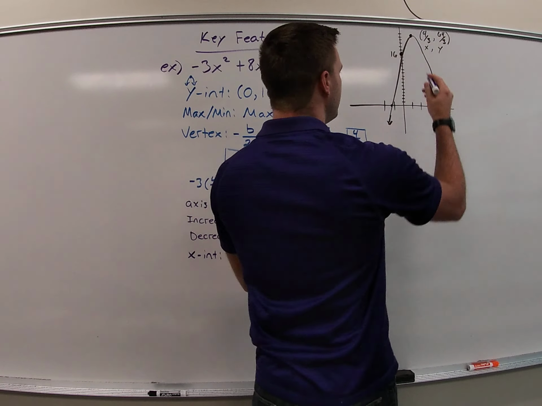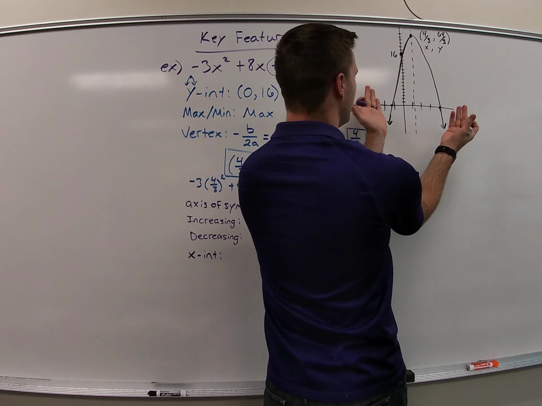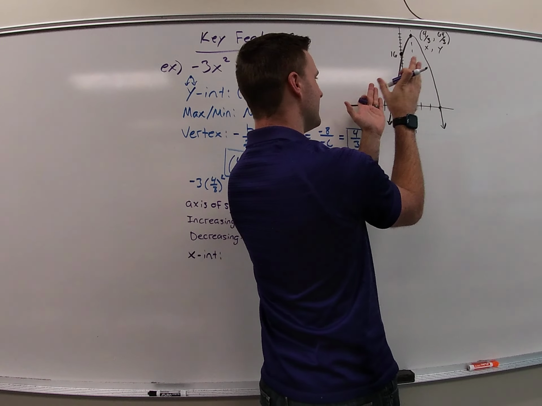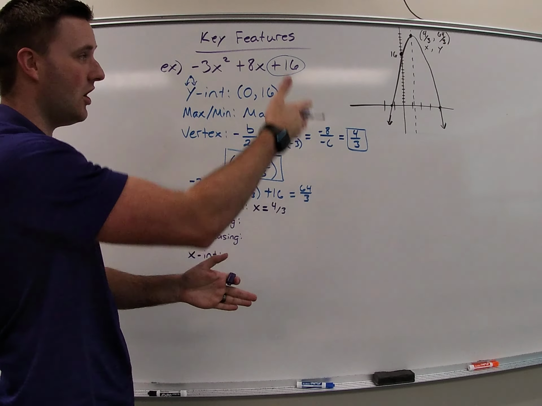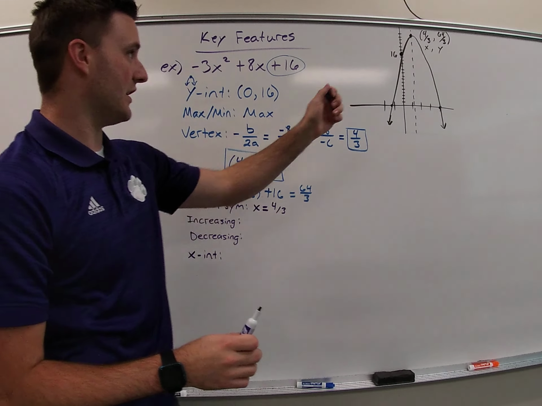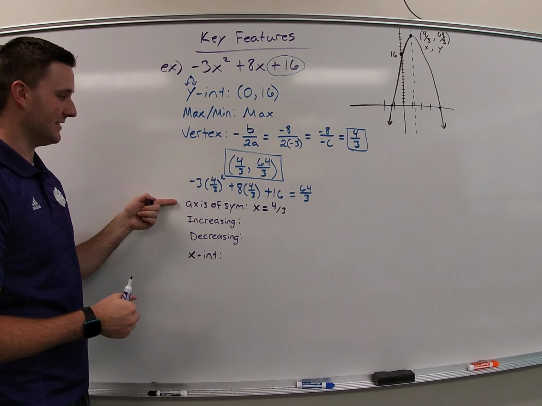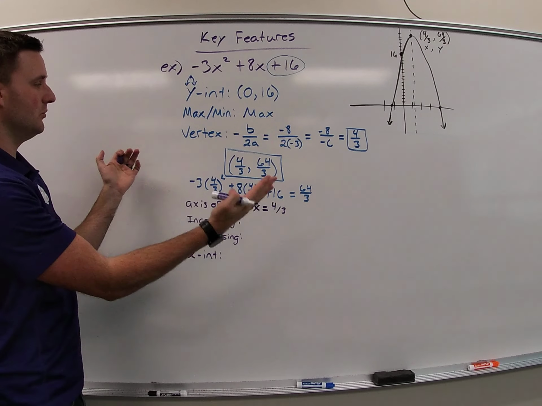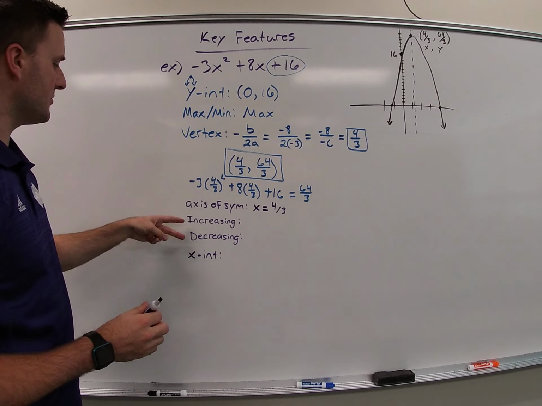Meaning, if I were to draw this dotted line here, it would fold over that dotted line, and the right side would land on the left side. They would be symmetrical on that dotted line. And it is always just going to be whatever your x value of your vertex is. So that's called the axis of symmetry, the line which we could fold over for the right side to land on the left.